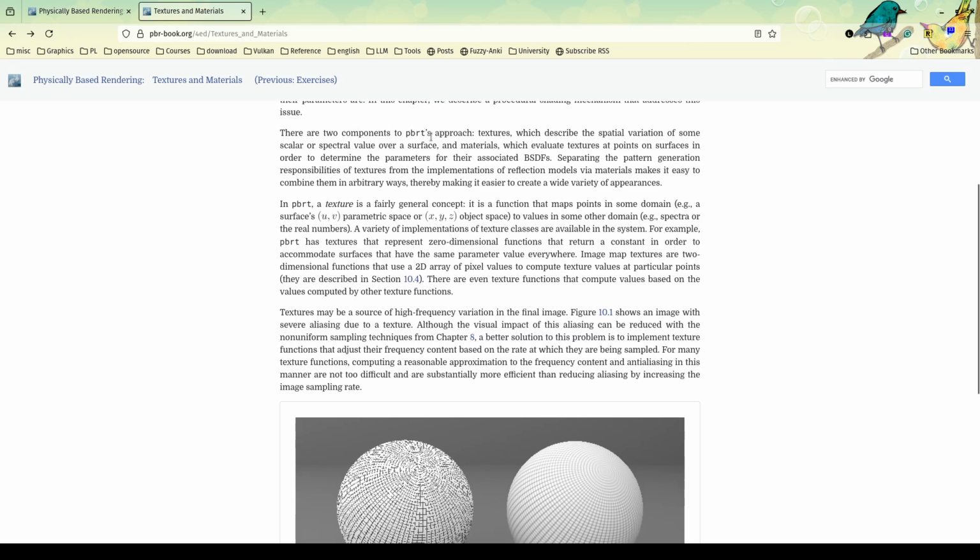So there are two components in PBRT's approach: textures, which describe the spatial variation of some scalar or spectral value over a surface, and materials, which evaluate textures at a point on the surface in order to determine the parameters for their associated BSDFs. Separating the pattern generation responsibility of texture from the implementation of reflection models via materials makes it easy to combine them in arbitrary ways. So they just make it easier to create a wide variety of appearances.